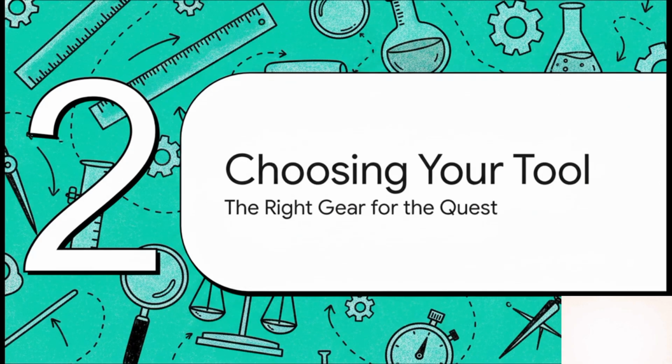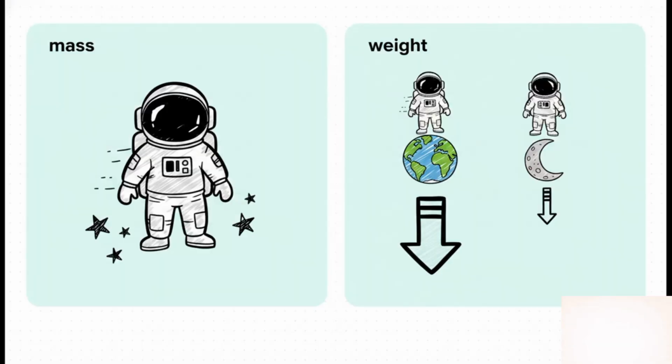Okay, so we've got our language down. Now we need the right tools for the job. Because let's be honest, any measurement you take is only going to be as good as the instrument you're using to take it. All right, first things first, let's clear up a super common mix-up. Mass is not the same thing as weight. Mass is the actual amount of stuff that makes you up, and that number never changes no matter where you go. Weight, on the other hand, is just the force of gravity pulling down on all that stuff.